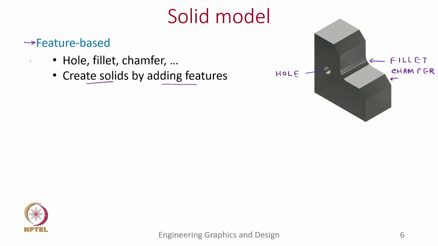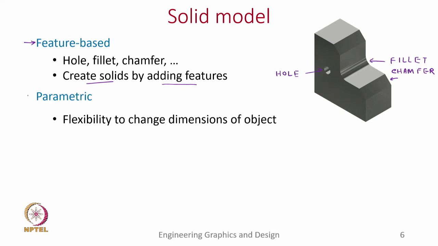In addition to feature based modeling, there is another aspect which makes it more powerful, which is parametric. Most of these CAD softwares are parametric. What it means is, it gives you the flexibility to change dimensions of the object. What do we mean by changing the dimensions? Let us say for this object we have on the slide, we define the dimensions: the height is defined as x, the depth is defined as half of x, and this dimension is given as half of x. Similarly, we say that the diameter of the hole here is given by some other variable y.